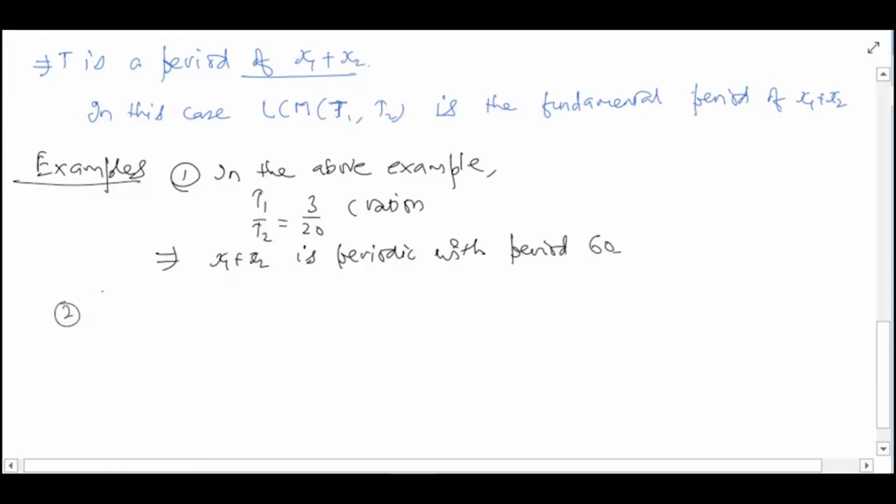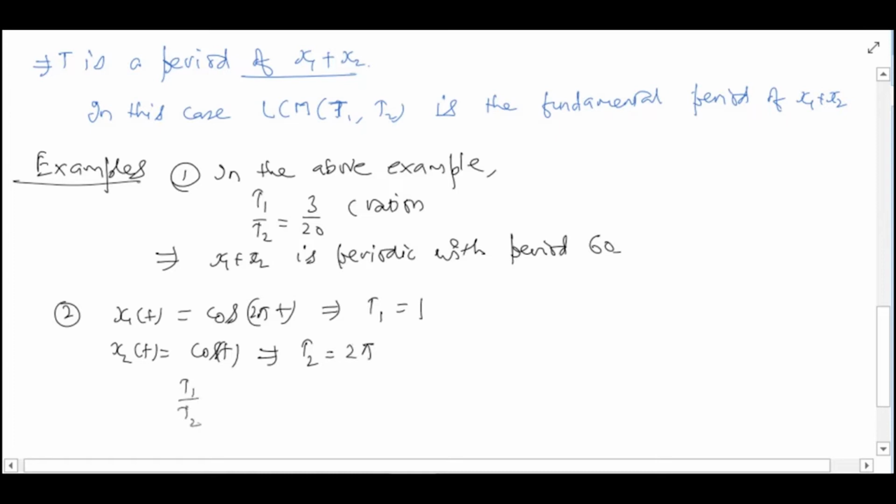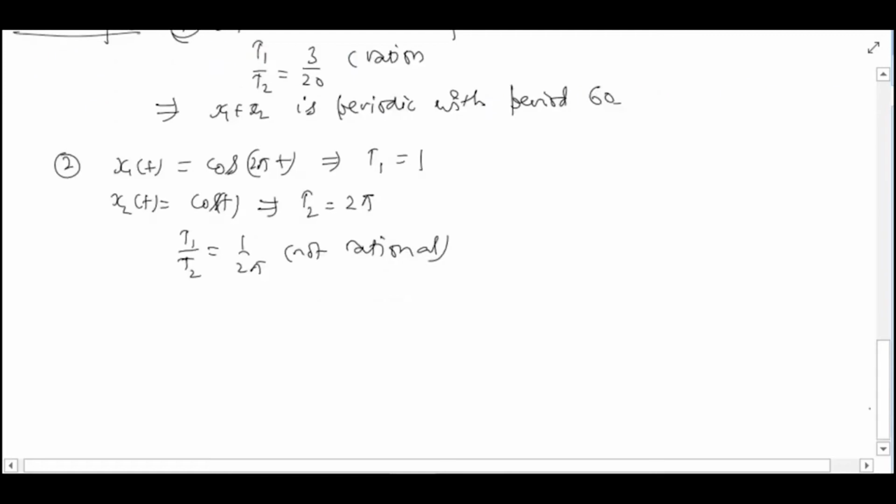However, let's see another example where x1(t) is cos(2πt). So its fundamental period is 1. x2(t) is cos t. What is its fundamental period? Its fundamental period is 2π. T1 by T2 is not rational. So this time x1 plus x2 is not periodic.